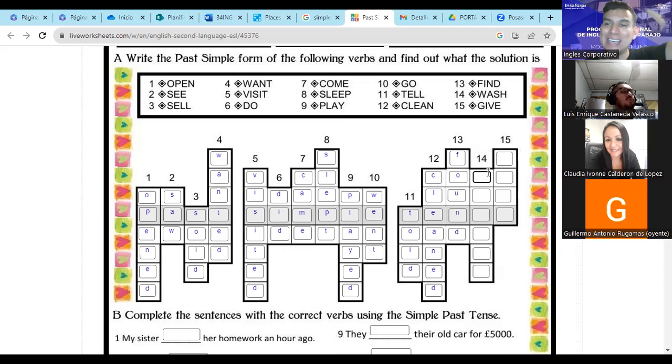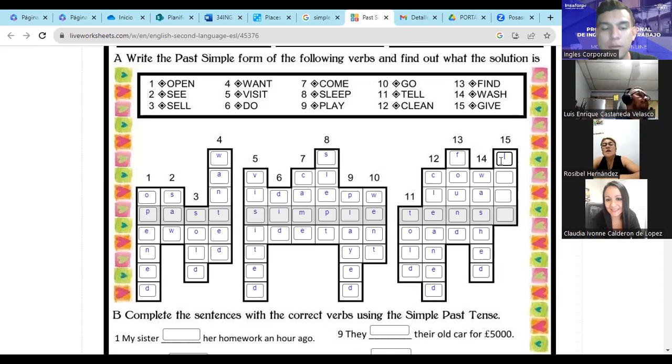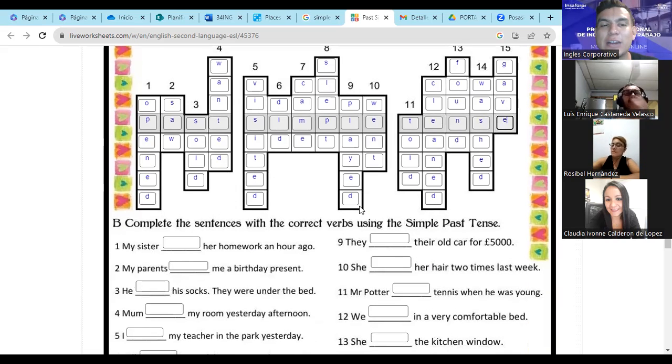Is it regular? Regular. And the past form is? Washed. W, A, S, H, E, D. 15. Give. Gave. Okay, no es gay, es gave. Gave. Con una pequeña vibración en la V. Gave. Bien, gave.